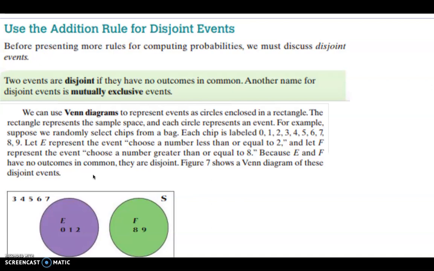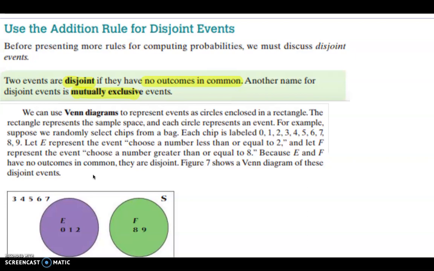First, before we get into the rules of computing some of these probabilities, we got to discuss this idea of what's a disjoint event. So two events are disjoint if they have no outcomes in common. Another name for disjoint events is mutually exclusive events. Sometimes you might hear me say disjoint, sometimes mutually exclusive. They are kind of interchangeable, so I apologize if I overlap those.